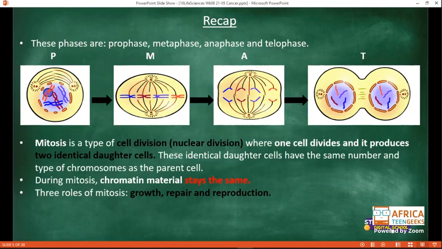So that is mitosis, and we know that mitosis is a nuclear division, or the nucleus divides into 2. Remember, a cell divides and it produces 2 identical daughter cells, and these identical daughter cells have the same number and type of chromosomes as the parent cell. And the chromatin material stays the same. We also mentioned the 3 roles of mitosis, which is growth, repair, and reproduction.